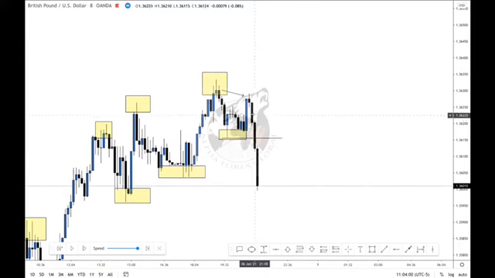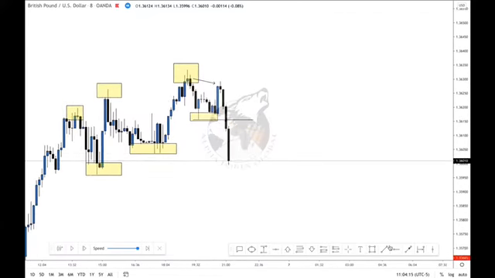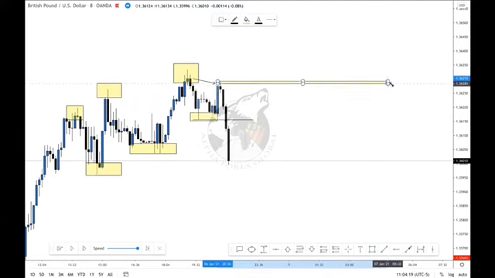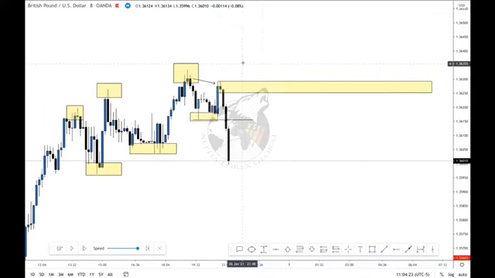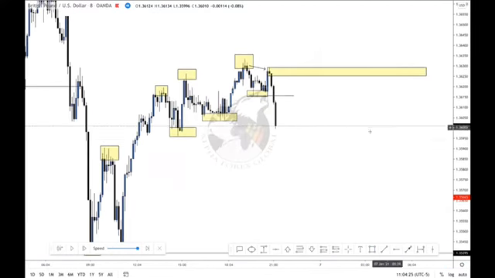Notice that there was no mitigation right here, so nothing actually came back to this area to push back down. So there are unaccounted orders left in this area, right? So this right here would be your point of interest for your entry, right?